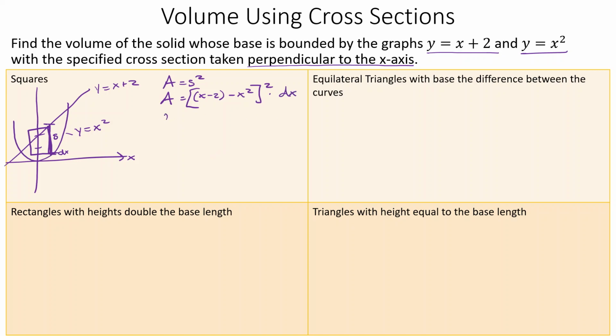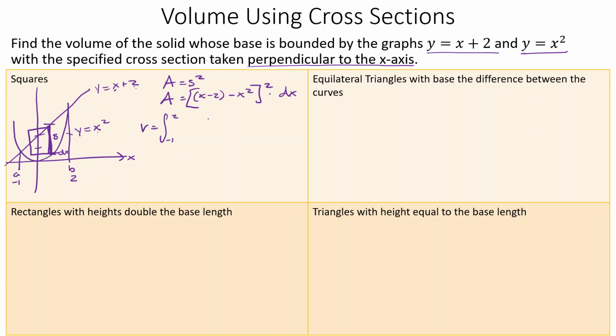Now what we do is integrate from wherever they cross back here to wherever they cross over here, so from a to b. We find where they cross. I think it's -1. If I plug in -1, I get 1 for each of those. So yep, that's -1. And they also cross at 2. If I plug in 2, 2 plus 2 is 4, and 2 squared is 4. So they're going from -1 to 2.